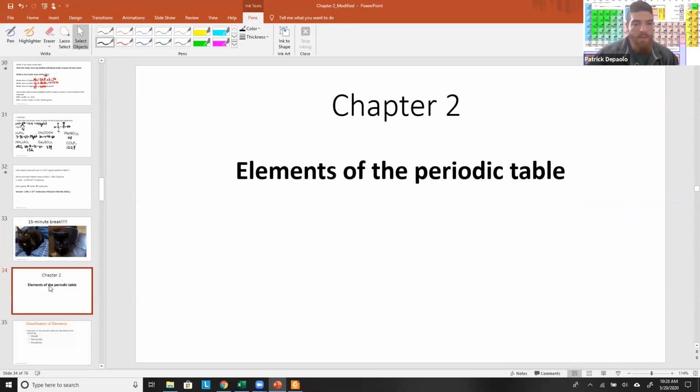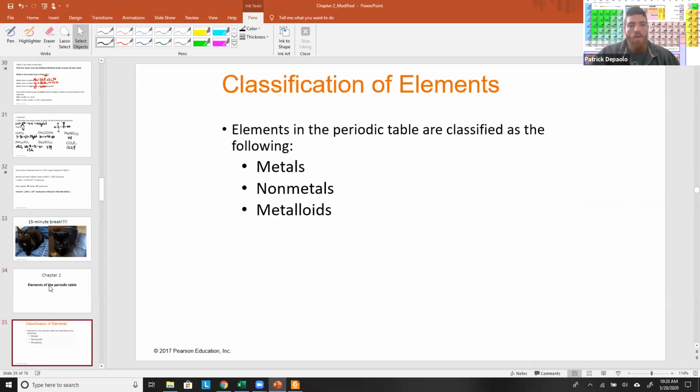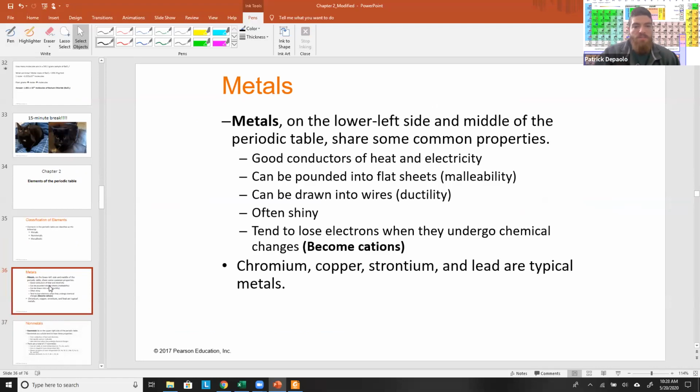So let's talk about the periodic table. That's what we're gonna talk about for the remaining part of the class. The periodic table is separated into 3 classifications of elements: metals, nonmetals, and metalloids. We'll talk about each one specifically. Metals are on the lower left and middle parts of the periodic table. I just like to say the general left side.